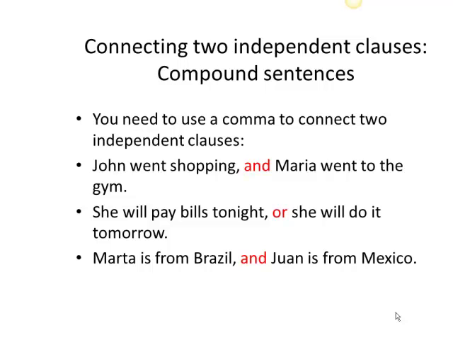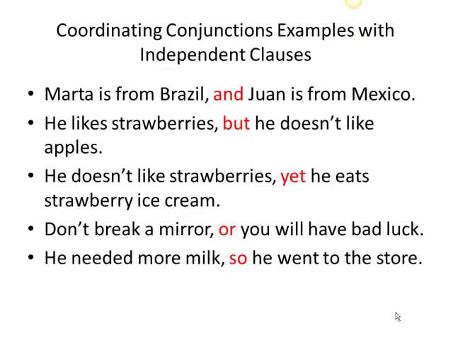So you have "John went shopping," and then you need a comma, "and Maria went to the gym." "She will pay bills tonight, or she will do it tomorrow." "Marta is from Brazil, and Juan is from Mexico." So here are some more examples. Again, we had these in the previous slide. "Marta is from Brazil, and Juan is from Mexico."